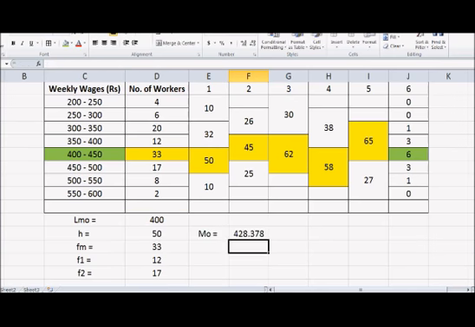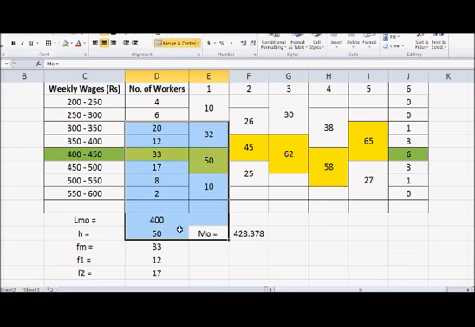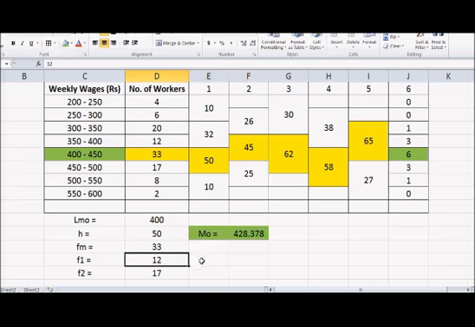Yeah, so the mode of this data is 428.378. Okay, maybe you could have taken the delta 1 and delta 2 separately also. Let me put it as D1 and D2.